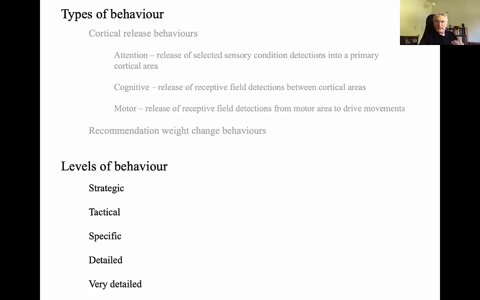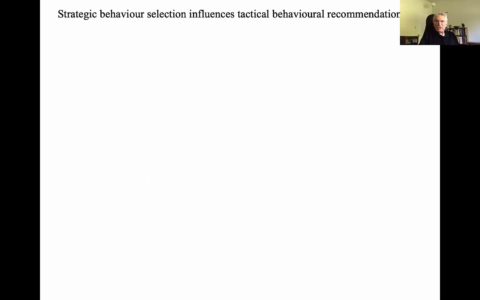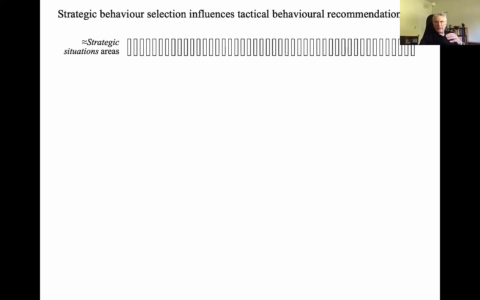And different levels of behavior are implemented by releases from different cortical areas. So in the basal ganglia, there are components that correspond with different behaviors on different levels. Strategic behavior components are located in the ventral end of the basal ganglia and more detailed at the dorsal end. And in fact, at the very detailed levels, neurons or small groups of neurons actually correspond with moving one limb in one specific direction. So the question is, how does selecting a strategic behavior influence the tactical behavior choices and so on? Well, think about a cortical area that can discriminate between different very complex circumstances in which different strategic behaviors are appropriate.